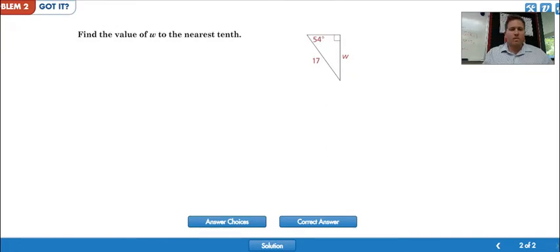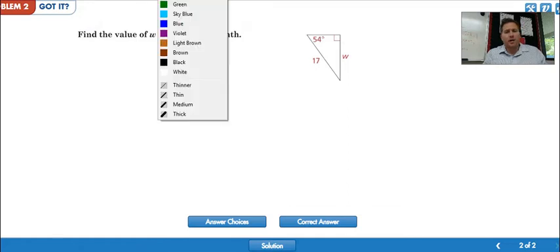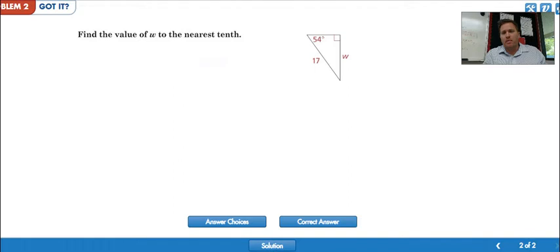Alright, so our first problem right here is we want to find the value of W. First thing, we know it's a right triangle, and if we want to find the other side, we can use the Pythagorean theorem, but I need another side to do that. I also know I can find another side if it's a special right triangle. Well, this one is not a 30, 60, 90 or a 45, 45, so if it's not one of those and it is a right triangle, we can use SOHCAHTOA.